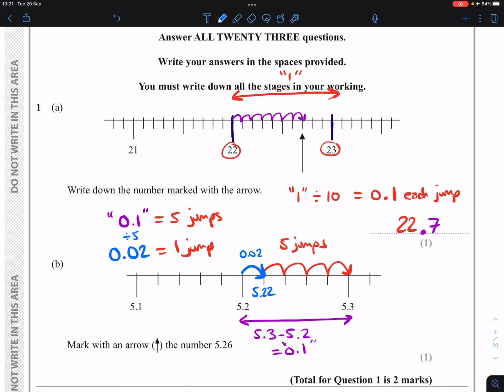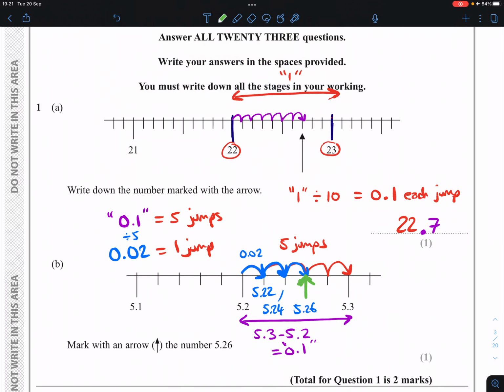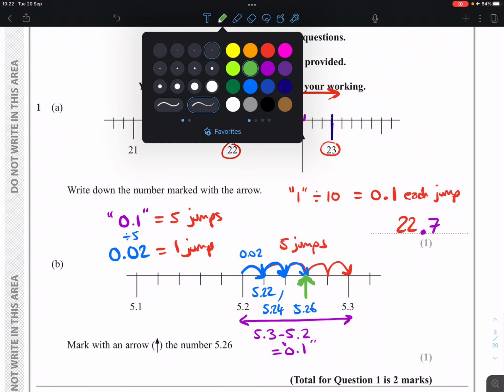5.22 with the first jump. If we added another 0.02, this would become 5.24. And if we do one more, it would then become 5.26. So our arrow is going to go here for 5.26. And you could keep going in order to check that this makes sense, because if we go one more, I'll put it back in blue.